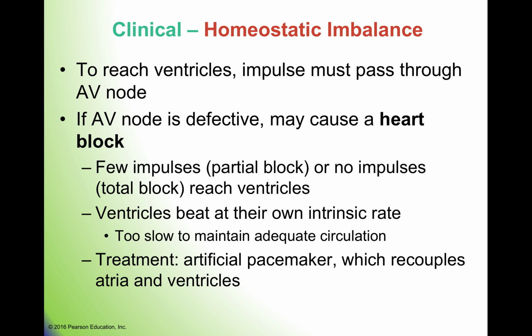In the case of total block, ventricles are going to beat on their own rhythm using their own intrinsic conduction system. However, typically, again, these systems are much weaker, so they cannot adequately supply the blood to the tissue because there's no adequate circulation. The best treatment for individuals, if they have been identified with either partial or total heart block, is to place a pacemaker which makes sure that atria and ventricles have been coupled.